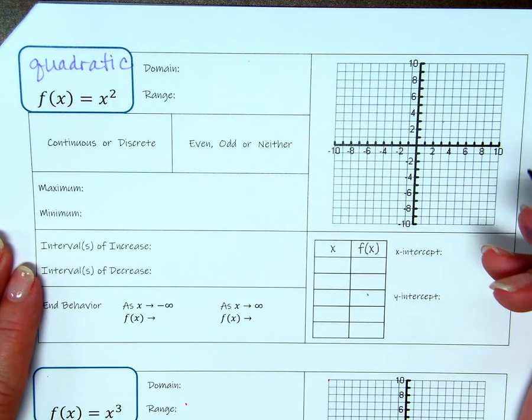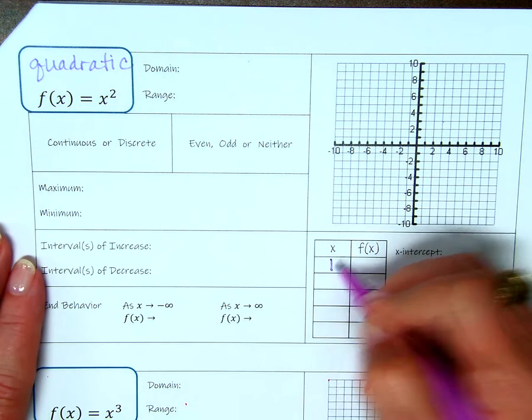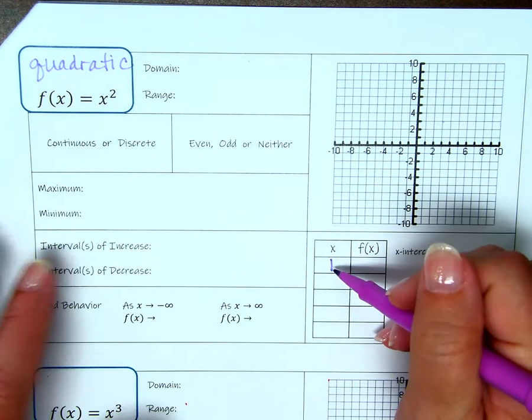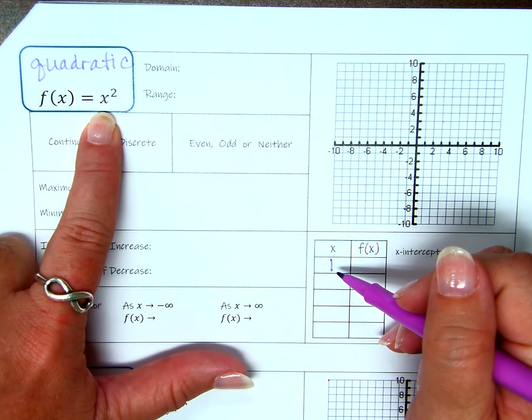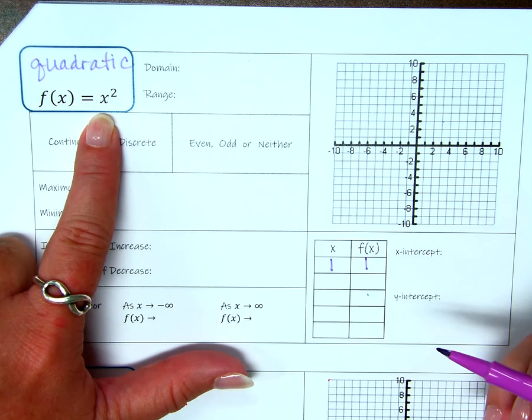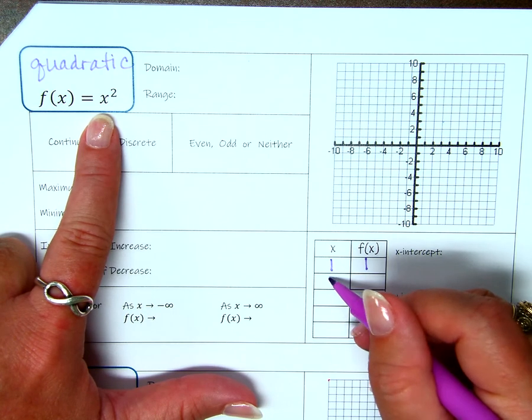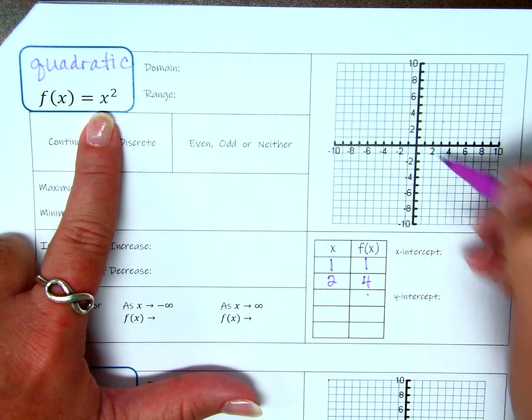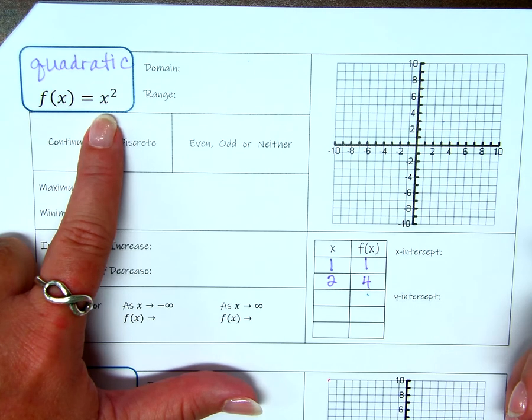Which one's usually safe? 1. For the record, 1 and 0 are usually safe, right? So what's 1 squared? 1. What else do you want to choose? 2. What's 2 squared? 4. That's still safe, right? What else do you want to choose?